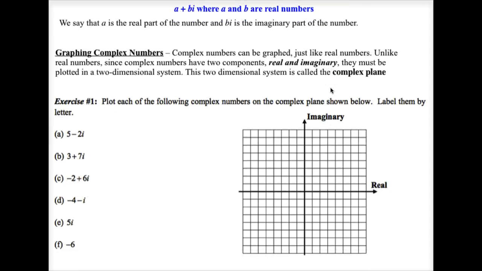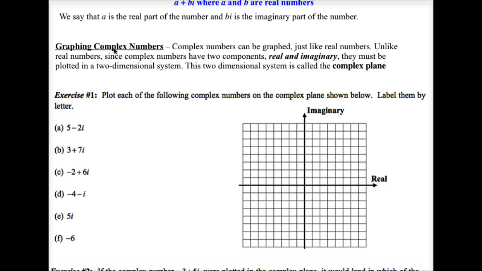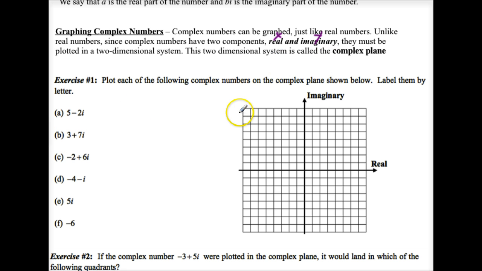This is similar to when we're plotting points. When we're graphing complex numbers, we have to remember there are two components: the real component and the imaginary component. Just like graphing real numbers, think of the real part, which is my a, as my x, and the imaginary part as my y. These are in a two-dimensional system called a complex plane. We would graph this as 5 comma negative 2. This is my x, this is my y. In this case, my 5 is the real and the 2i is the imaginary.